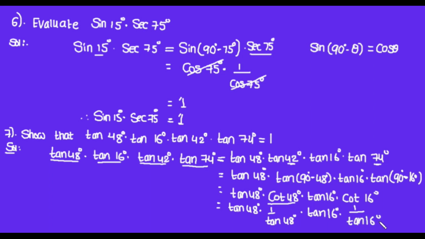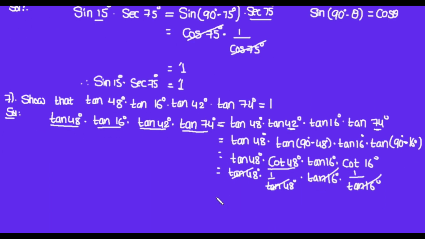Here we can cancel tan 48 degrees and tan 16 degrees. By cancelling it, we will get 1 as the answer. Therefore, tan 48 degrees multiplied by tan 16 degrees multiplied by tan 42 degrees multiplied by tan 74 degrees is equal to 1.